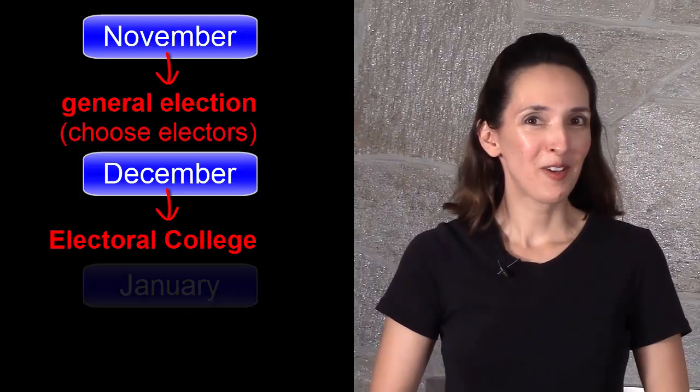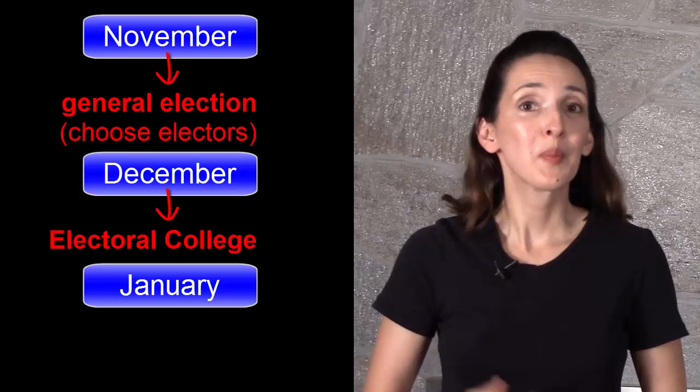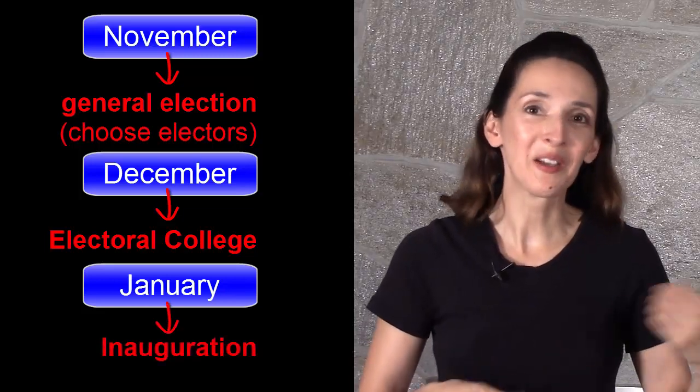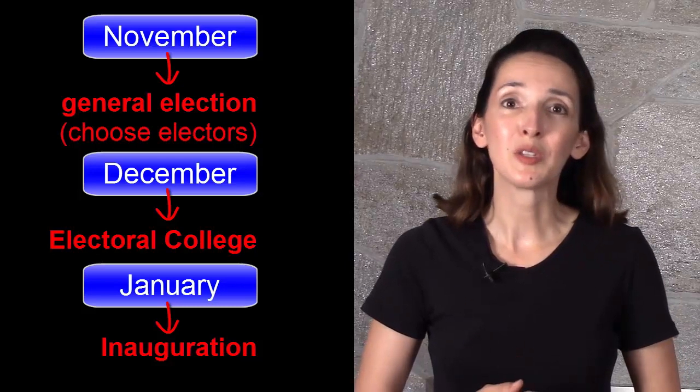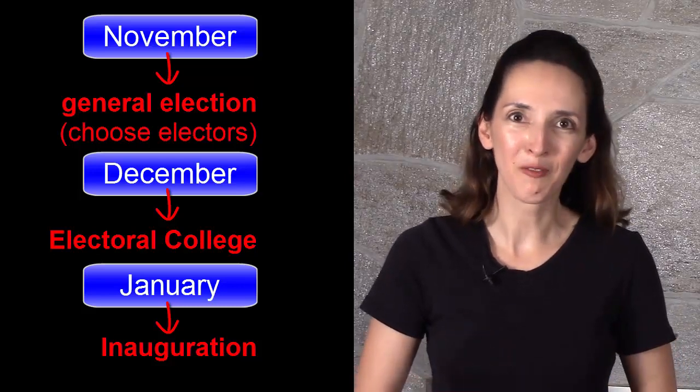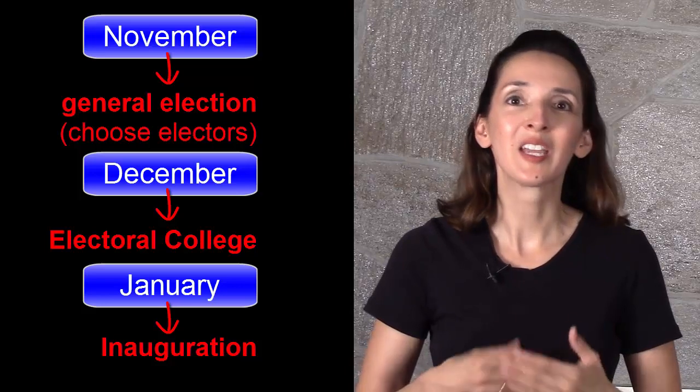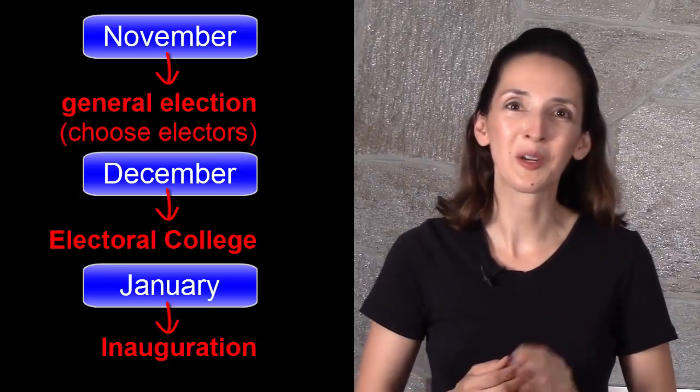So in November, we hold the general election. We vote for president, and we choose our electors. Then in December, the electors meet. There's the vote by the Electoral College. But that's not quite the end. Finally, a winner is announced, but we still have to wait till January of the following year for the inauguration ceremony. That's when the new president is sworn into office. He or she takes the oath of office for 4 years.